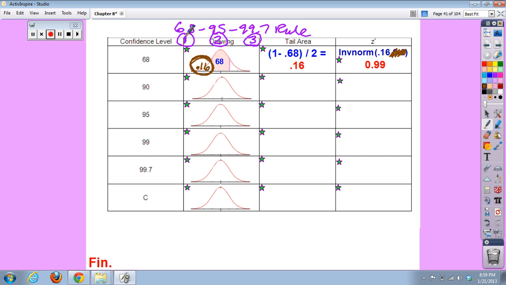And really, we said we should expect a value of 1, using the 68, 95, 99.7 rule, but really it's 0.99 to be more exact, and this is the number you should use. If you use 1, it's still okay, but this is how you get the exact value.